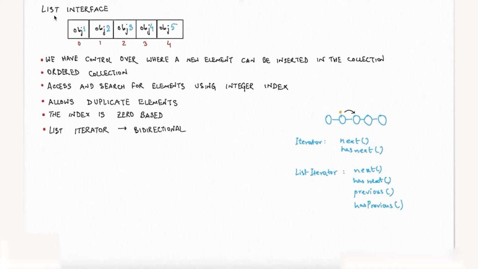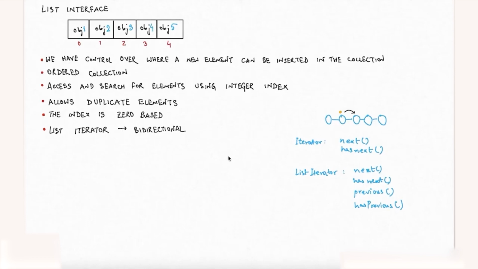So the list interface allows us to call a list iterator over the collection that we're working with. And that iterator is able to go forwards and backwards. But at the same time, we can also access the different elements using the index. So there are different ways in which we can access the elements and iterate through them for a list.